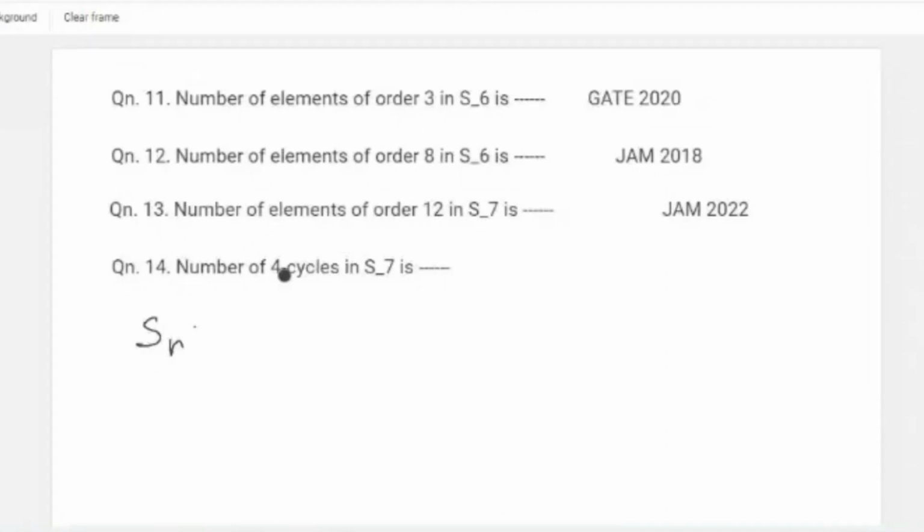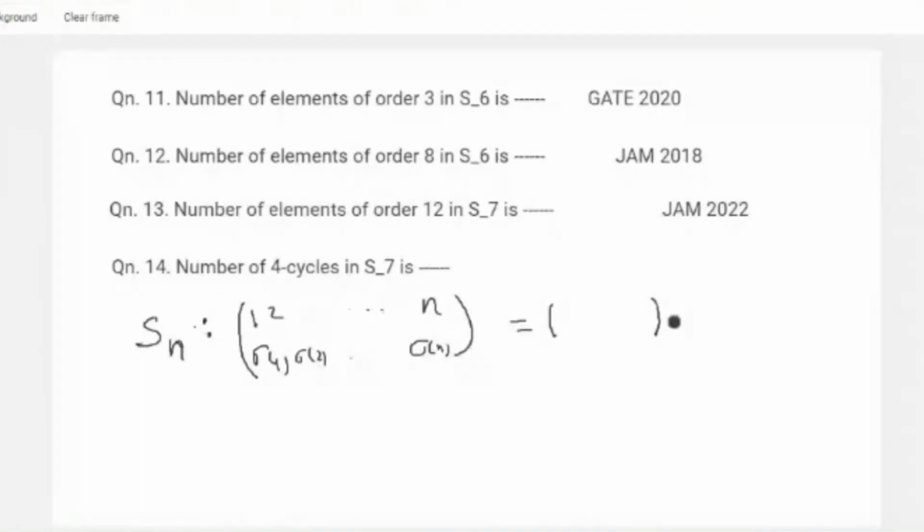So Sn is the permutation group of 1, 2, ..., n. If sigma is a permutation, sigma(1), sigma(2), and so on. Every element in Sn can be written as a product of disjoint cycles. So a particular element sigma in Sn is a product of disjoint cycles.